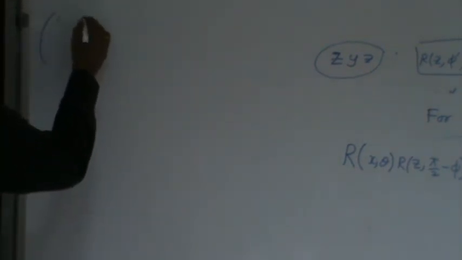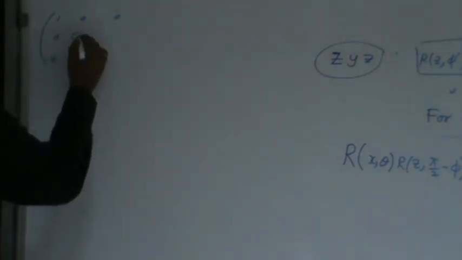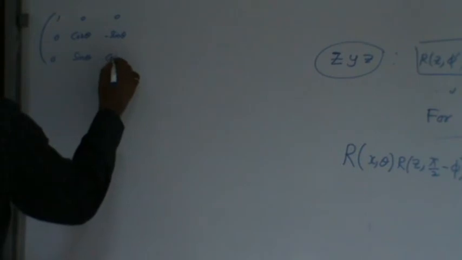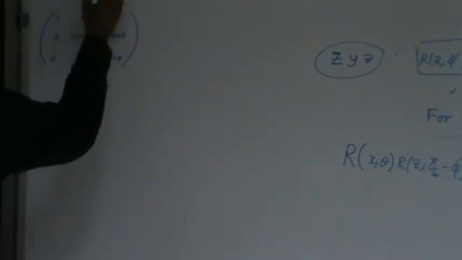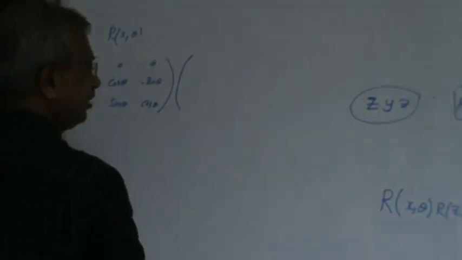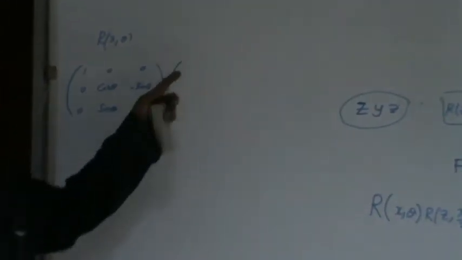Say, I have x and theta. Let me check whether I wrote it correctly or not. So x means this. So this will be R of x and theta. Then we have to multiply with R of z and phi, with respect to the z axis. First term that should be coming here should be cosine of the angle. Cosine pi by 2 minus phi, how much is that? Sine phi. Next should be minus sine of this one. So how much will that be? Minus sine pi by 2 minus phi, minus cos.